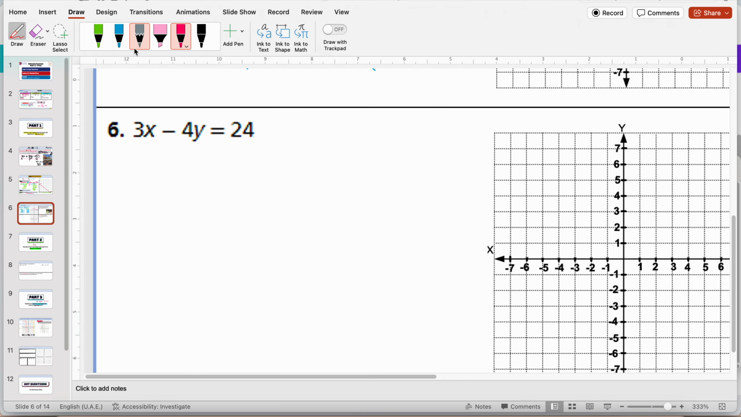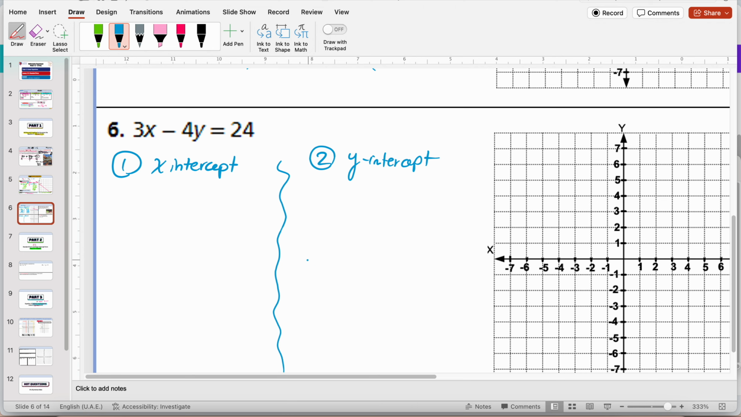Let's do the same here. Again, first thing, find the x-intercept. Second, find the y-intercept. Make sure to organize your work. Make sure your work is clear, well organized, step by step, okay? So x-intercept, what does it mean? The y is 0. Y-intercept, what does it mean? The x is 0, okay?